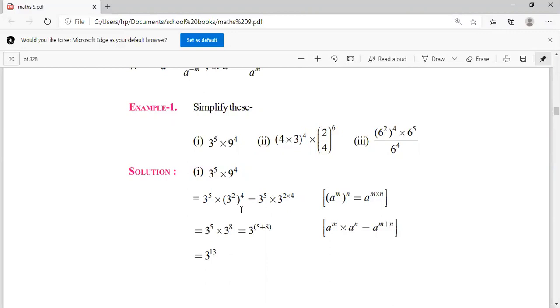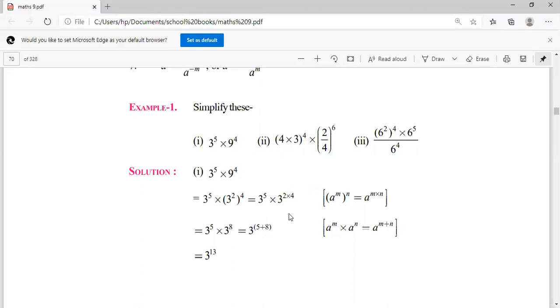Now see that (3 square) whole to the power 4 is written. That means that is the third formula which I have told you, using this formula: (a to the power m) to the power n is equal to a to the power m into n. Using this formula you can solve it like this and you will get 3 to the power 5 into 3 to the power 2 into 4. When you multiply 2 into 4 you will get 8.